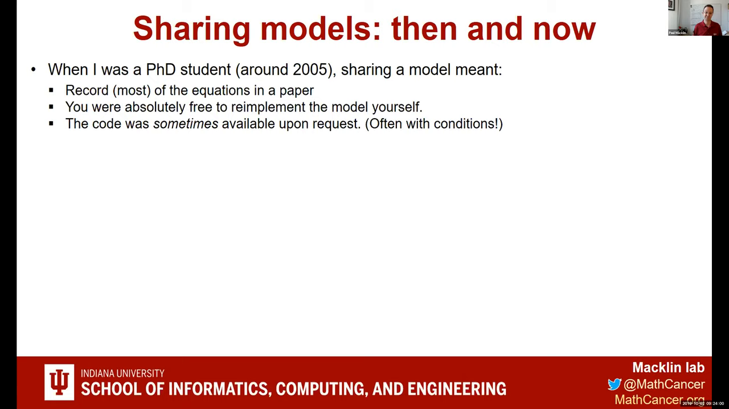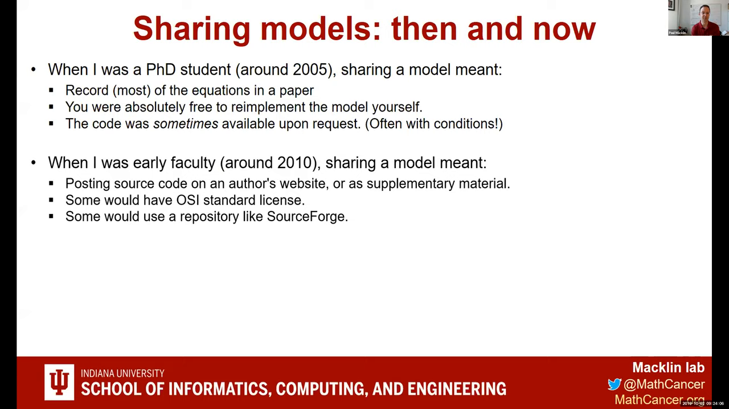Now, when I was early faculty, things had improved. People were starting to post source code. Every now and then, they would even use a standardized OSI license, so you could figure out whether you could actually use the code, which is kind of nice. Every now and then, they might use a repository, but it would often just be embedded as supplementary material in a paper. So it was a little better, but still not there. At least you didn't have to hire a postdoc to redo your work, although you found that the code was so poorly documented, you still had to hire a postdoc to actually figure out how to run the code.